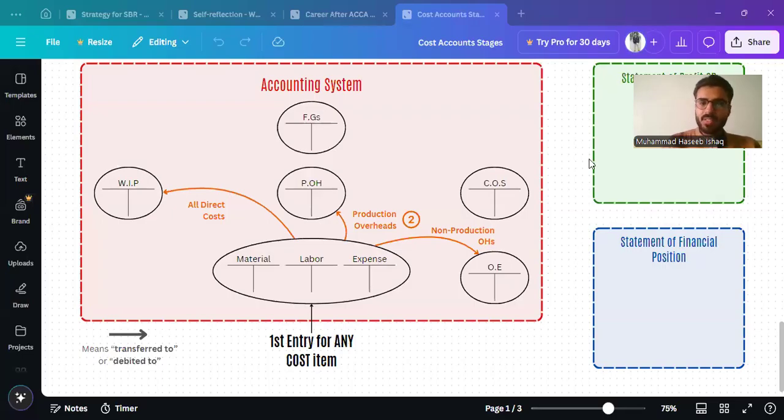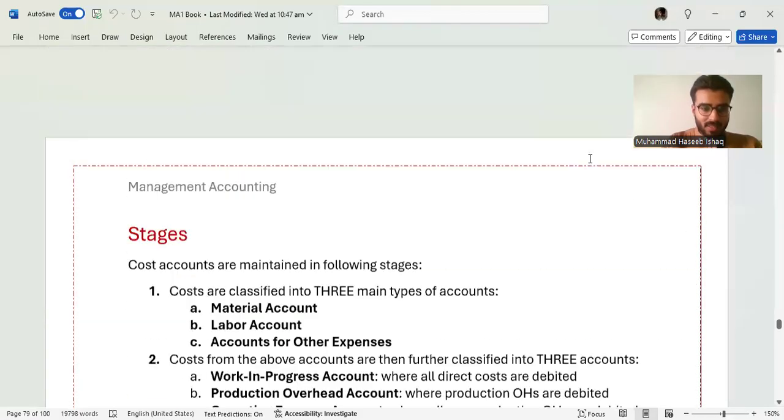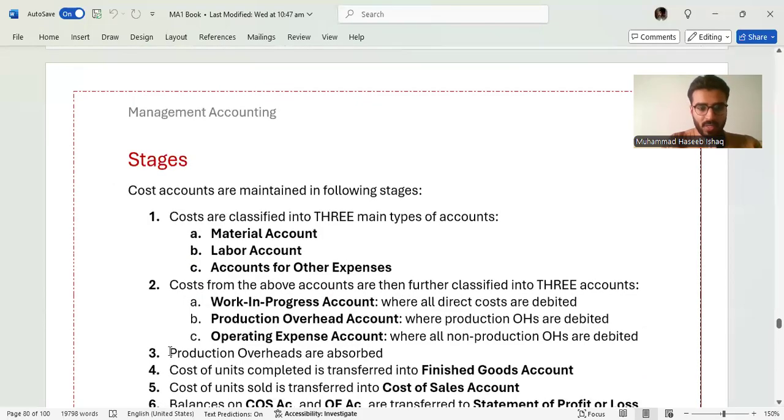So let's get started with the third stage of maintaining the cost accounts. So what happens in this stage? Let's read it from the notes. What happens in this stage is that production overheads are absorbed.